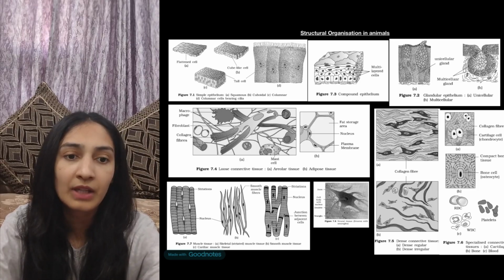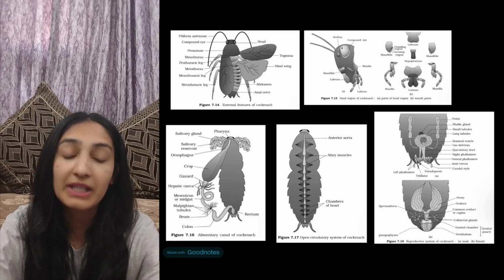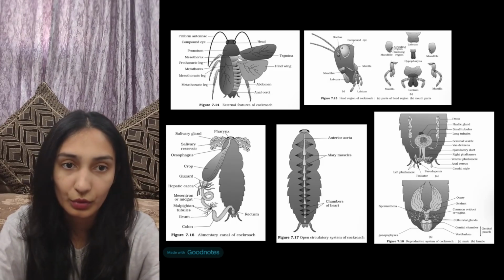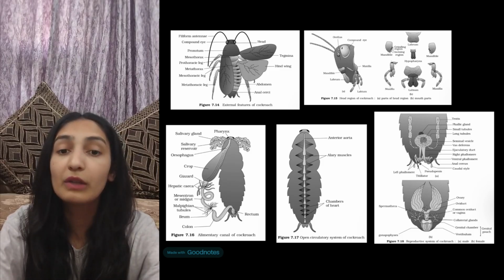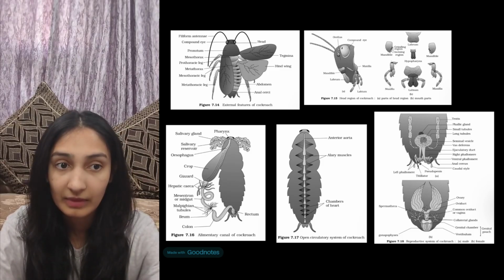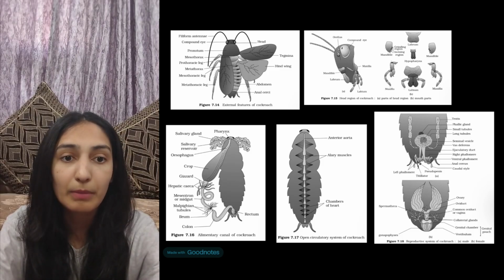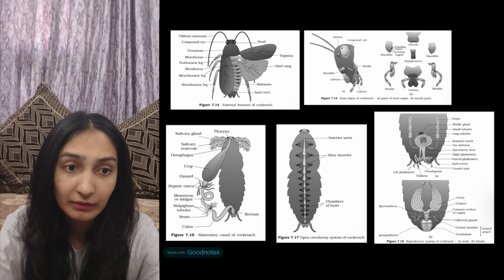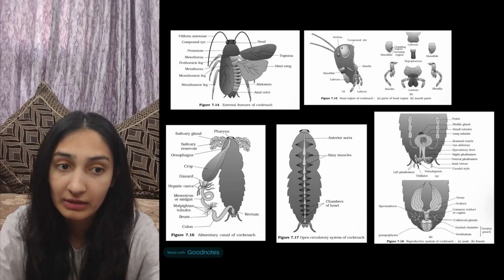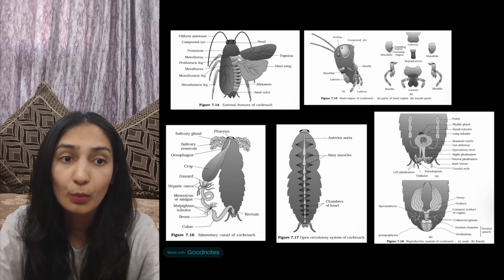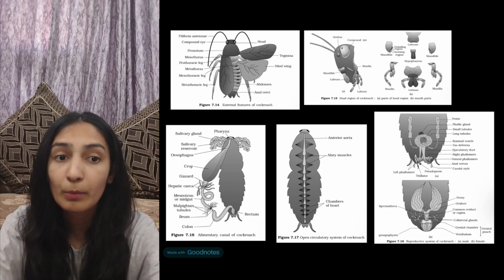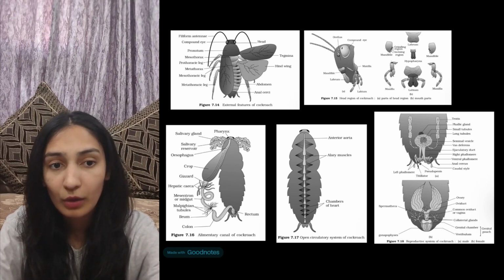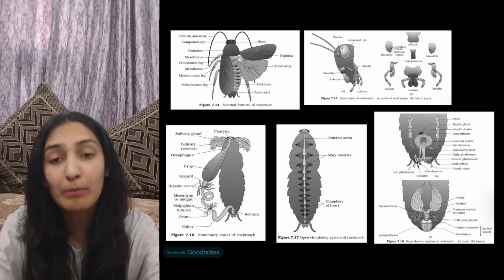Moving on, figure 7.14 depicts the external features of a cockroach. So starting off, first of all we have the filiform antennae, then we have the head, then we have the compound eye, then we have the pronotum, then we have tegmina, we have the hind wing, we have the abdomen, we have anal cerci. Now we also have mesothorax, prothoracic leg, metathorax, mesothoracic leg and metathoracic leg.